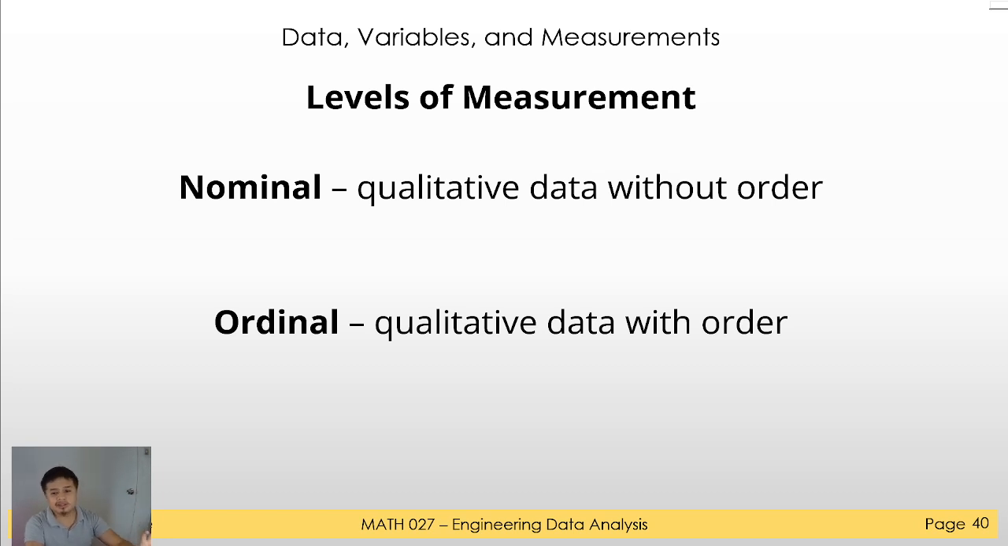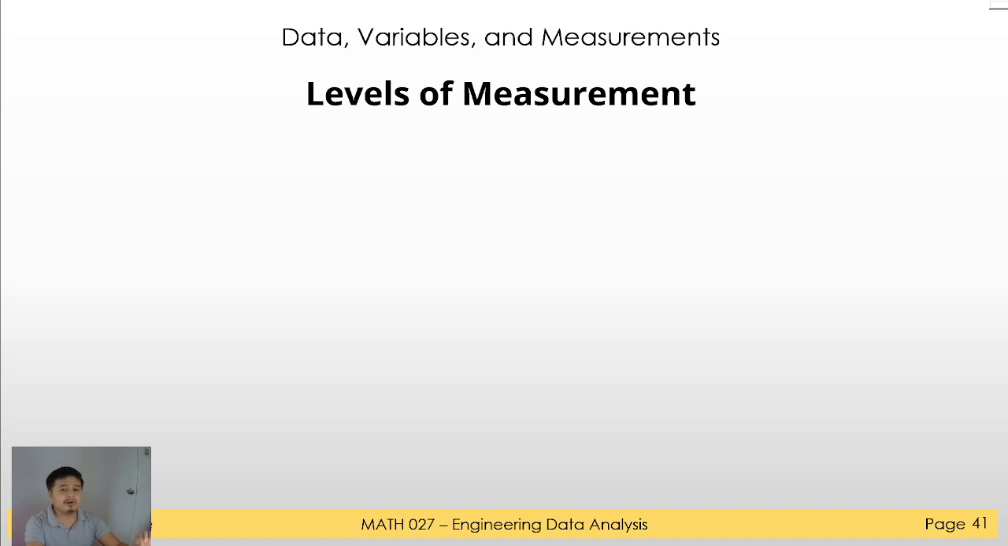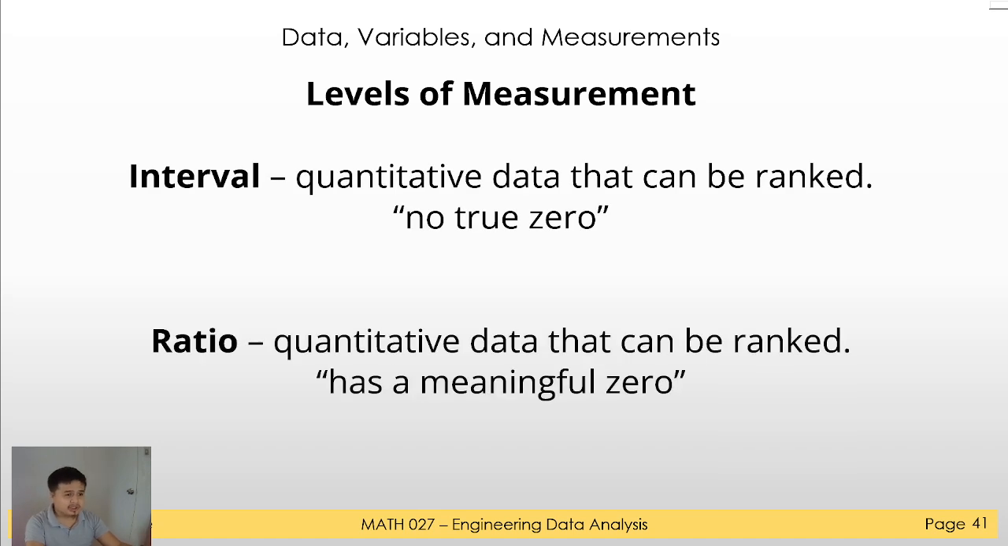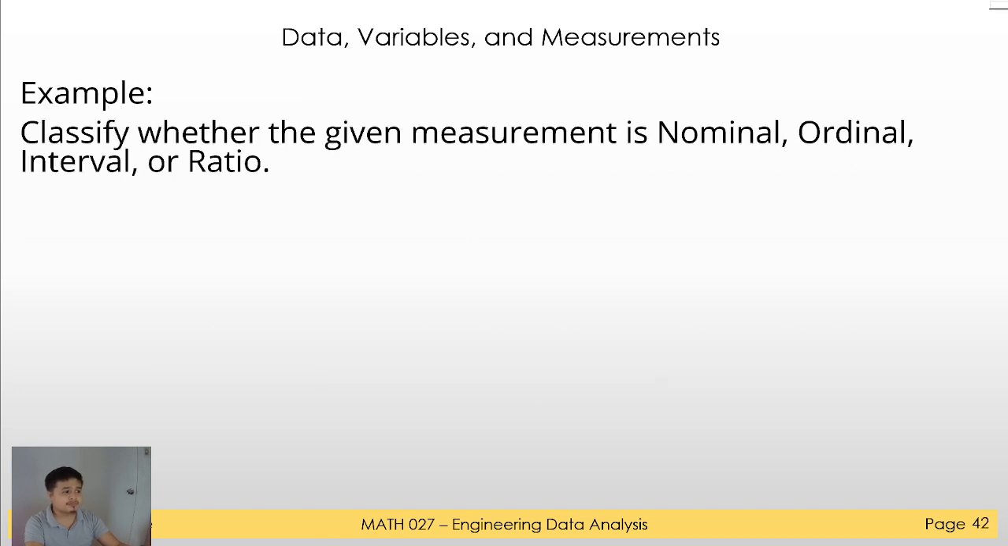So ordinal, nominal. And then for quantitative data, there are two things again to classify. We have the interval and the ratio. So the difference between the two is that the interval has no true zero. There is no meaningful zero, and then the ratio has a meaningful zero. Okay, so let's have an example on measurements that we can classify into nominal, ordinal, interval, or ratio.